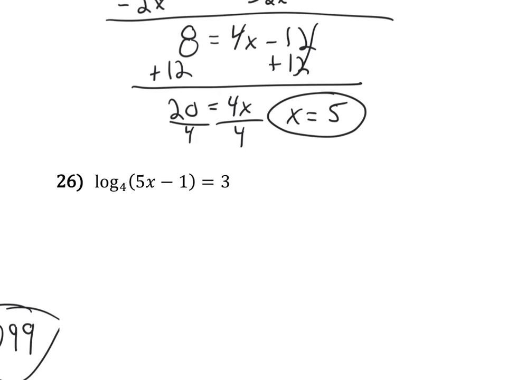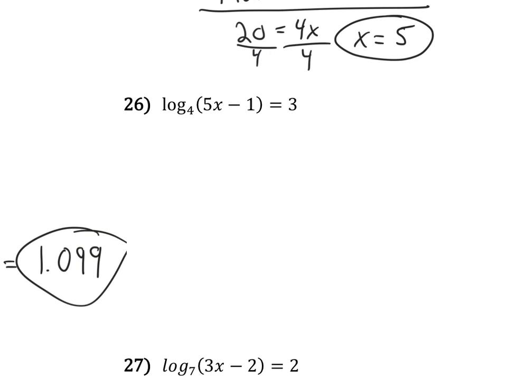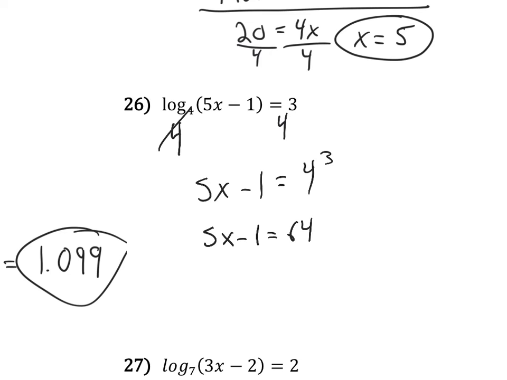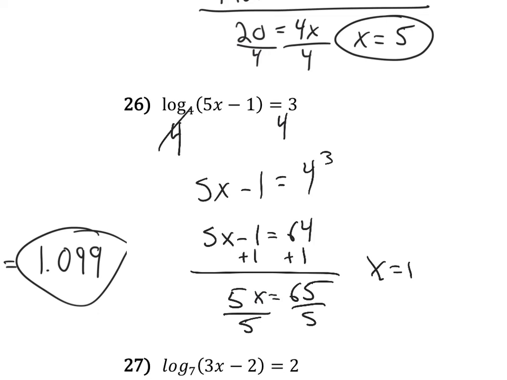All right, these last two we're going to have to undo logs. To get rid of our log 4 on number 26, what we need to do is an exponent, or a big 4, on both sides, okay? That will get rid of our log 4, and we'll have 5x minus 1 equals 4 to the third power. 4 to the third power is going to give us 64, so we'll do 5x minus 1 equals 64. Add 1 to both sides. We get 5x equals 65. And then we'll just divide by 5. X is equal to 13 for that one.